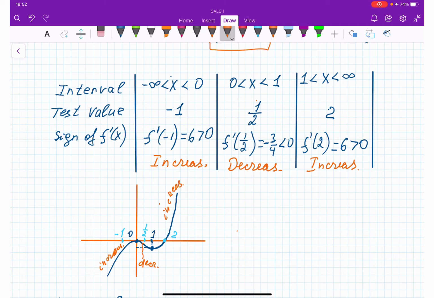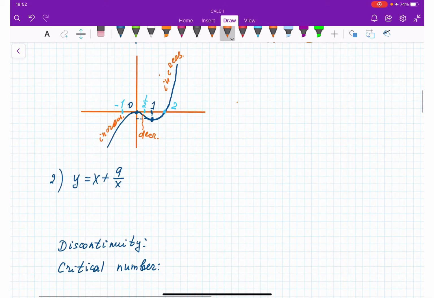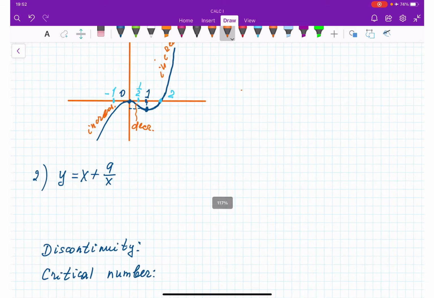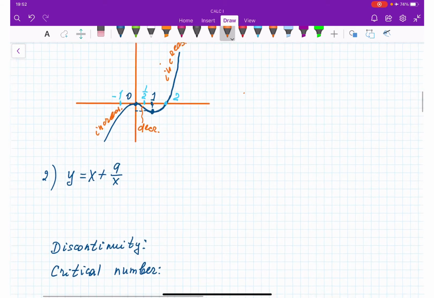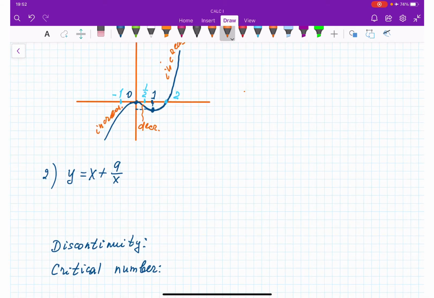Okay? All right. So, next one, take another example. y is equal to x plus 9 over x. So let's take the derivative first. I'm going to bring 9 over x to a common denominator here. It's going to be x squared plus 9, over x.